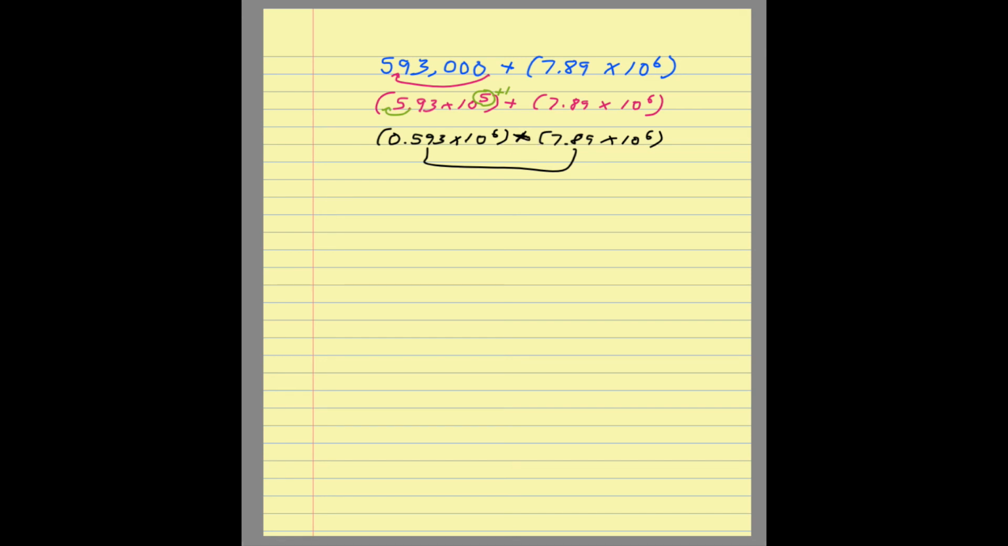All right, so let's do that. Just put that in parentheses. 0.593 plus 7.89, and then on the side just write times 10 to the 6th power. Now that I have that, all I do now is add these two together. When I do that, I get 8.483 times 10 to the 6th power, and that is your answer.